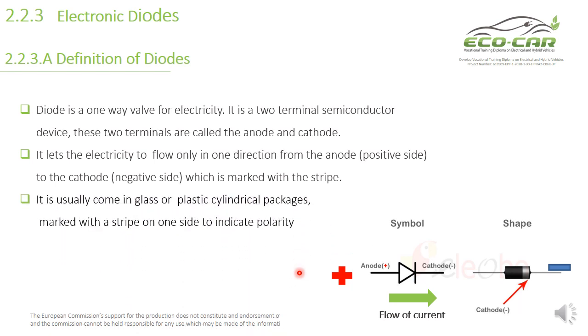So this is the positive, and this is the negative side of the diode. It usually comes in a glass or plastic cylindrical package like this. This is maybe plastic or maybe glass, and there is also an indication, marked with a strip, to indicate the polarity of the diode. Most of them indicate the cathode, the minus terminal.